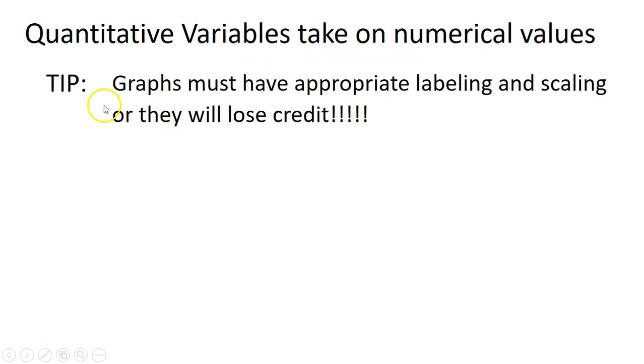So here's another tip for you. These tips are crucial in helping you with your AP exam. Graphs must have appropriate labeling and scaling, or you're going to lose credit. You just will.